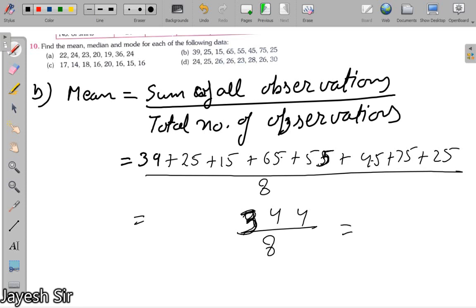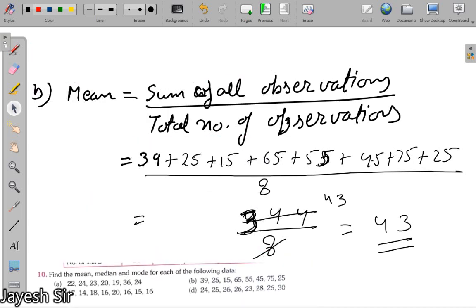Okay, so we'll simplify it. 8 4s are 32, and then 8 3s are 24. So your answer is 43. So mean for the given data is 43.